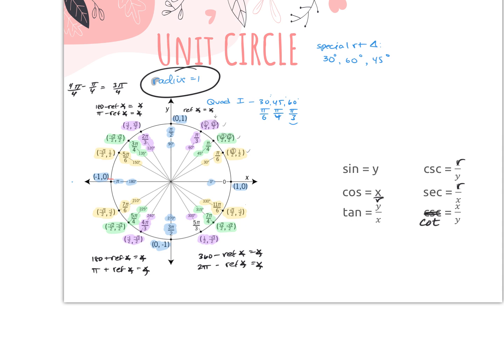So the sine is just the y value. The cosine is just the x value. And when I do the cosecant, instead of r over y, it's just 1 over y. The secant is 1 over x, okay? And then the tangent and cotangent are x and y's, so the radius doesn't affect those.